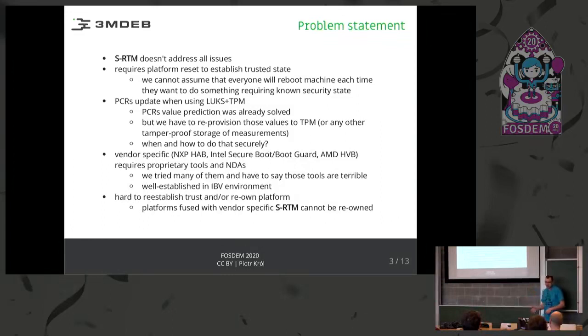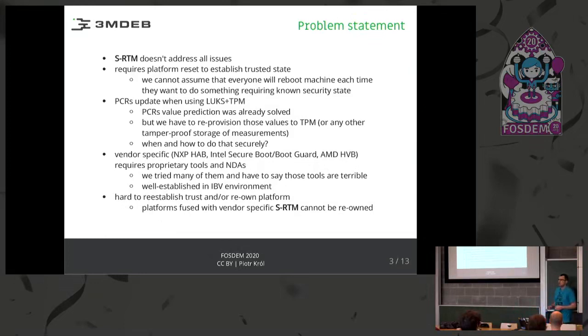Also, if we have something like LUKS plus TPM, so an encrypted file system which relies on unsealing a secret based on PCR values, we have to have some mechanism that after a firmware update will provide new PCR values to the TPM. And doing that in a secure way is kind of hard and challenging. So the question is when we should do that if we don't have dynamic root of trust for measurement.